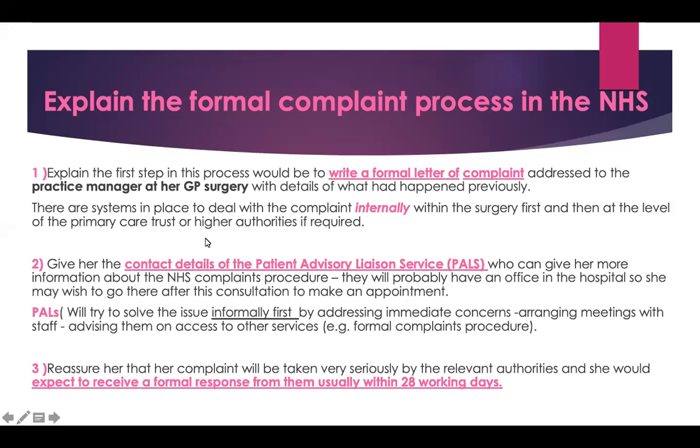So there are systems in place to deal with the complaint internally within the surgery first, and then at the level of the primary care trust or higher authorities if required. Number two, after the patient writes the formal letter of complaint, give her the contact details of the Patient Advice and Liaison Service. However, when the patient says that she wants to complain, we give her the contact details anyway, and then she will write a formal letter of complaint and hand it to the practice manager of the GP surgery. Now, why do we give the contact details of the PALS? Because the PALS can give her more information about the NHS complaint procedure.